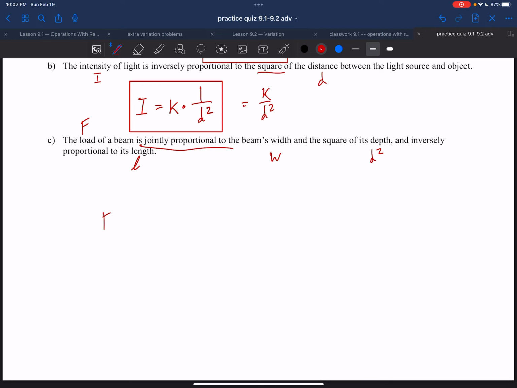It doesn't matter. So my load will be F, jointly proportional with the beam's width and the square of its depth, yeah? So that's joint proportion is going to be K times W times D squared. And because the square of the depth is what's causing the D squared. And then inversely proportional to the length, well, I'm just going to divide by length L. Done. Okay? So, if you want to, you don't have to write the dots between those. You just say KWD squared over L. And that's it.